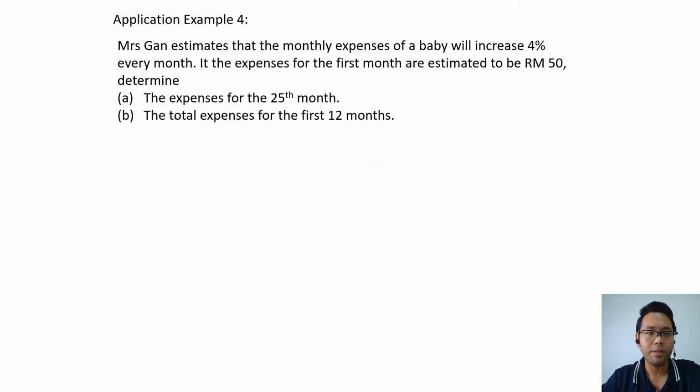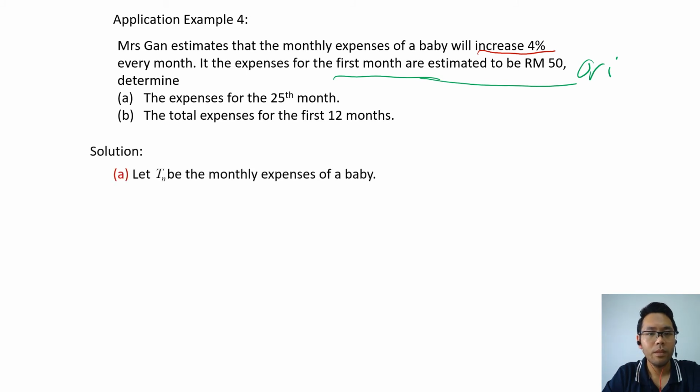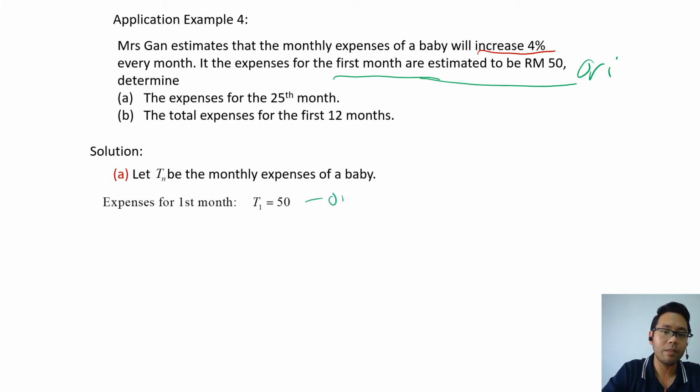So now to the fourth example. Mr. Gunn estimates that the monthly expense will increase by 4% every month. So the first month is the original price. First month, original, is 50. So there are two questions here. Find the expenses for the 25th month and total expenses for the 12 months. Alright, so firstly, is this AP or GP? So let's try and solve it. The price increased by 4%. So that means it's AP for sure. It's GP, sorry.